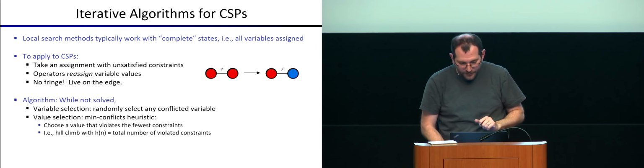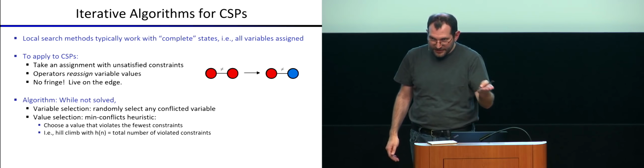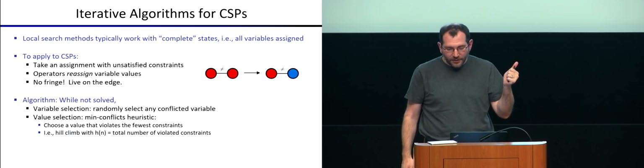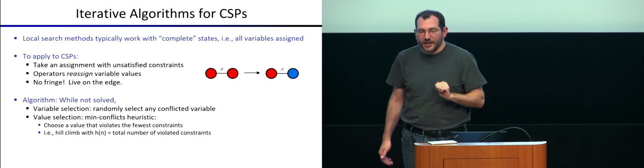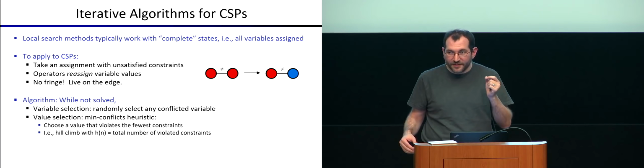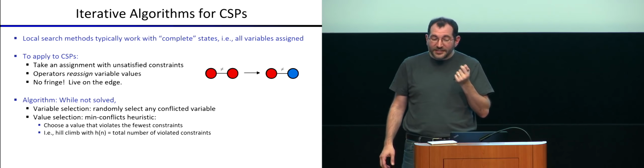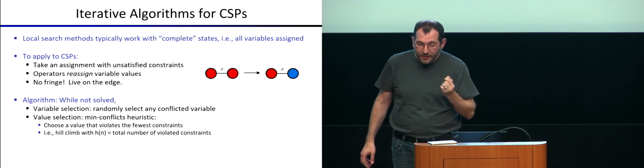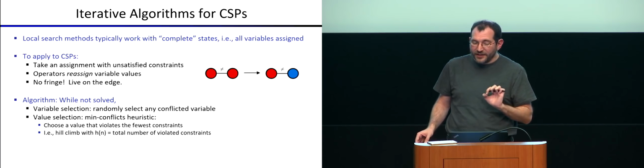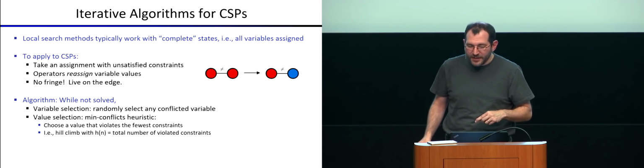Okay? Here's the algorithm. While you have not solved the problem, in this case it's a CSP, so there's a notion of solution, you're going to pick a variable, and here you're going to select something that's conflicted. Don't mess with something that's already working. So you pick a variable that's conflicted, meaning it participates in a violated constraint. Then you're going to reassign its value. There's something called the minimum conflicts heuristic, which says choose a value that violates the fewest constraints. So sort of get rid of as many conflicts as you can.